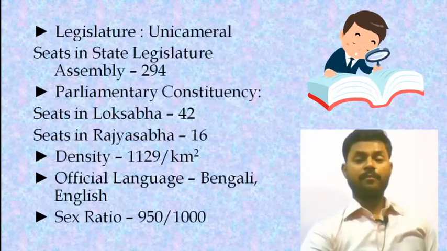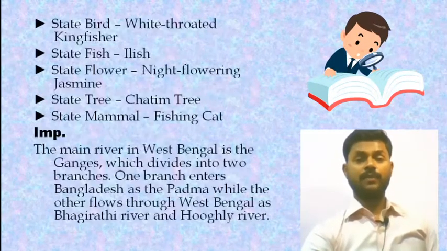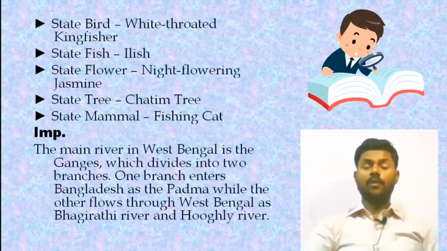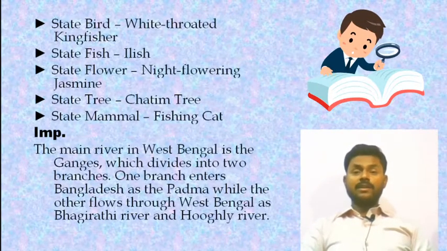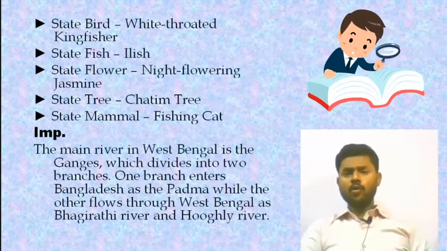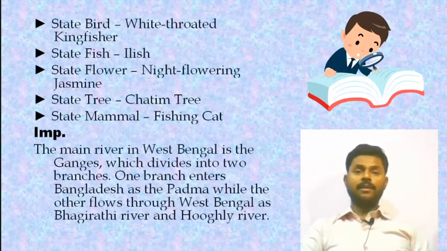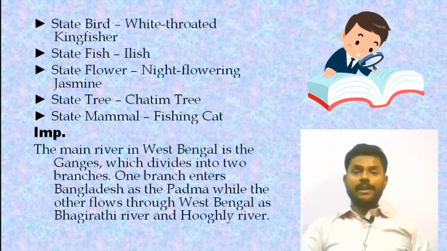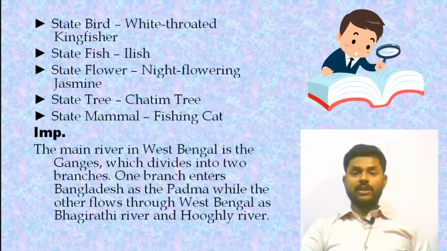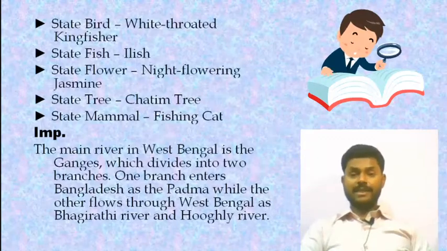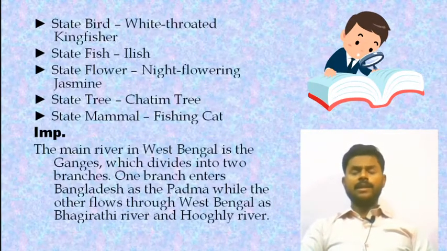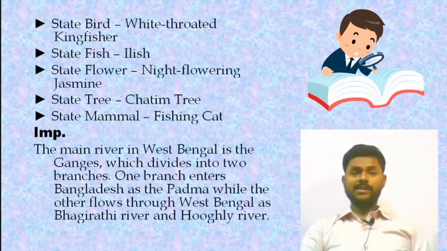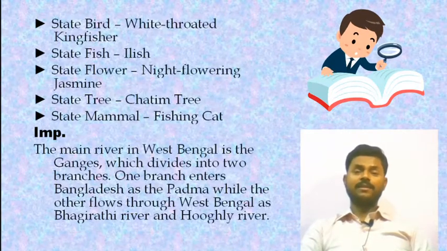Now know some more important information about West Bengal. The next important information related to West Bengal is state symbols. Now we will know about the state symbols of West Bengal. State bird of West Bengal is white-throated kingfisher. State fish of West Bengal is ilis. Ilis fish is the state fish of West Bengal.